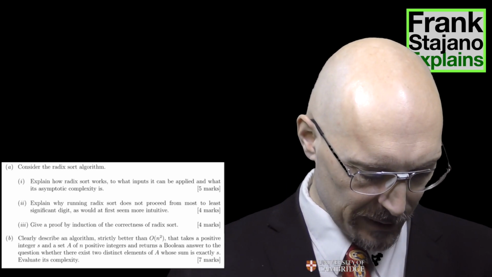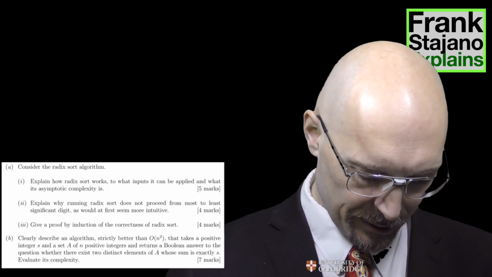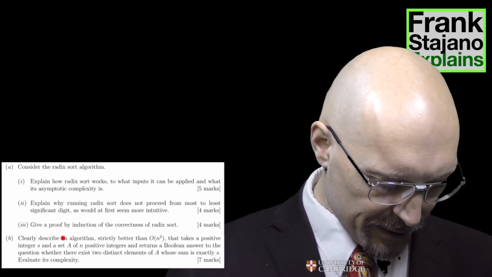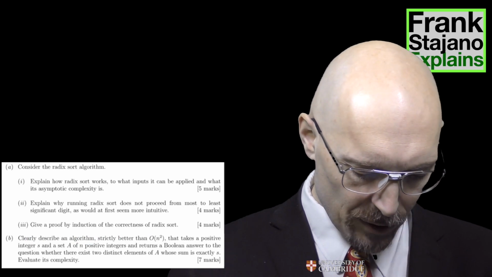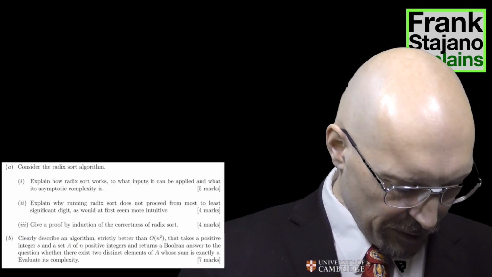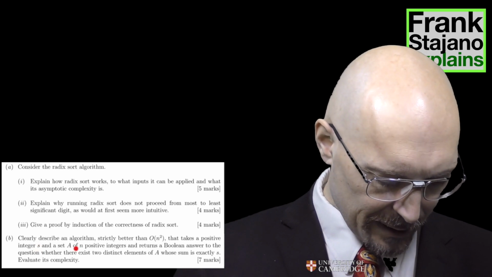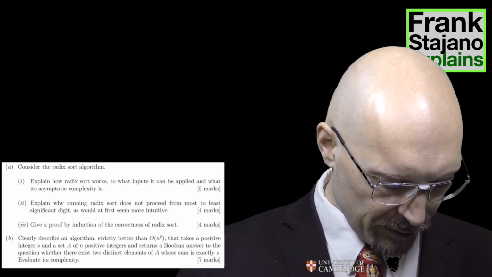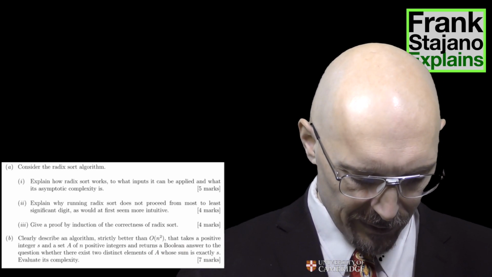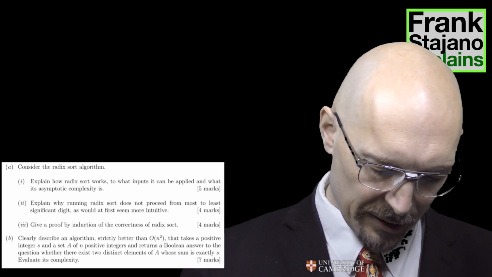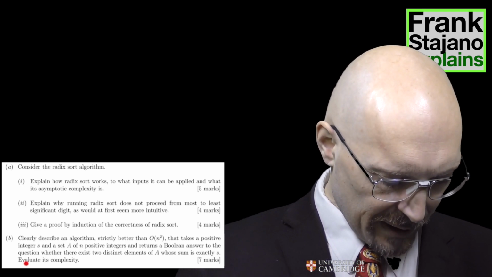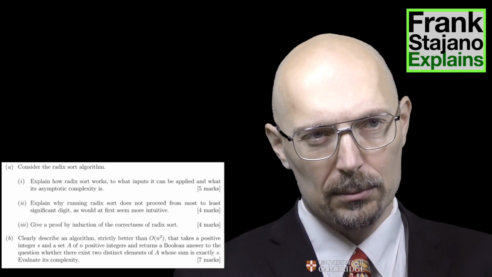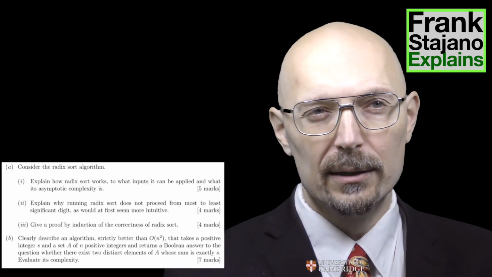Now let's get on with the meat of the stuff, which is part B for 7 marks. What are we being asked to do in part B? Clearly describe an algorithm strictly better than big O of n squared that takes a positive integer s and a set A of n positive integers and returns a boolean answer to the question whether there exist 2 distinct elements of A whose sum is exactly s. Evaluate its complexity. All right, well, that doesn't look too bad, maybe.